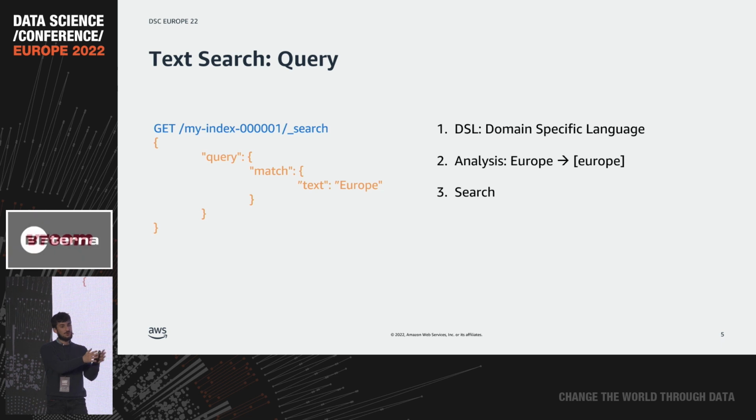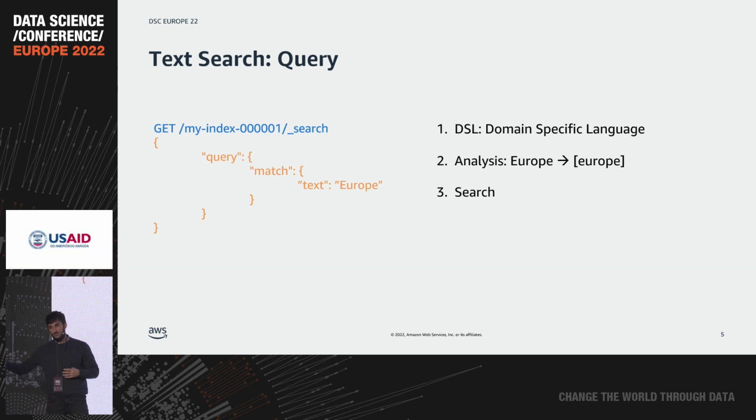The text we're looking for goes through the analysis part that we just explained. So it goes through the filters, tokenization, and token filters, and we get the token that we want to look for, in this case, europe. And then we take all the different documents that we have previously stored in our data store and compare it, and using a ranking mechanism, we retrieve the result that best matches our search.